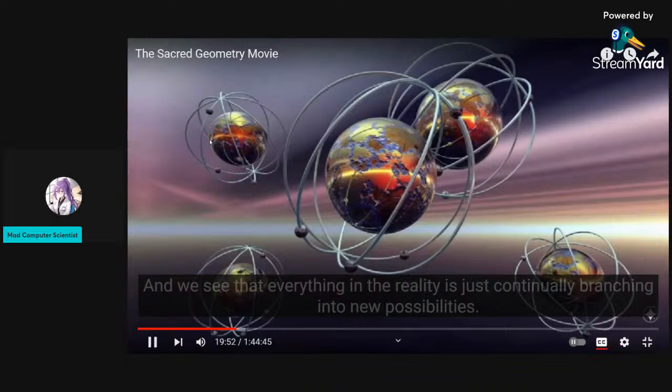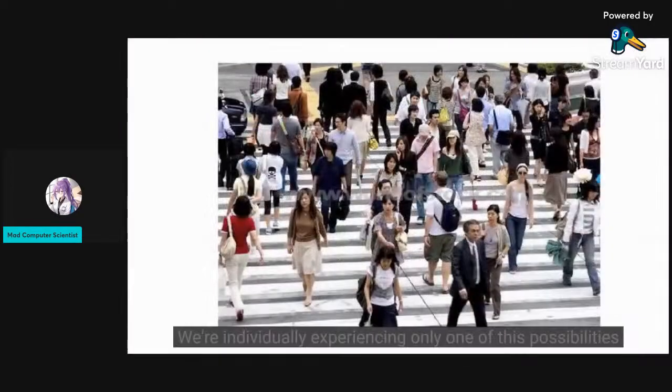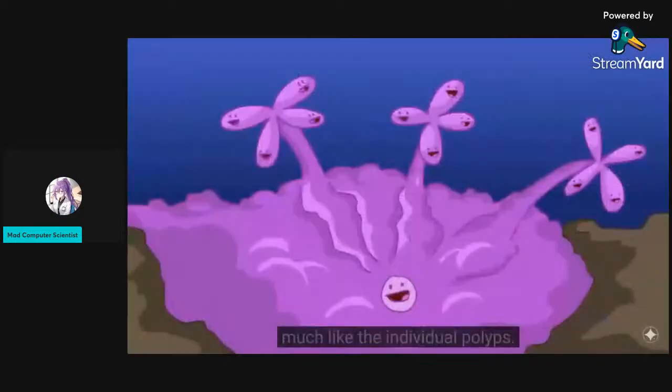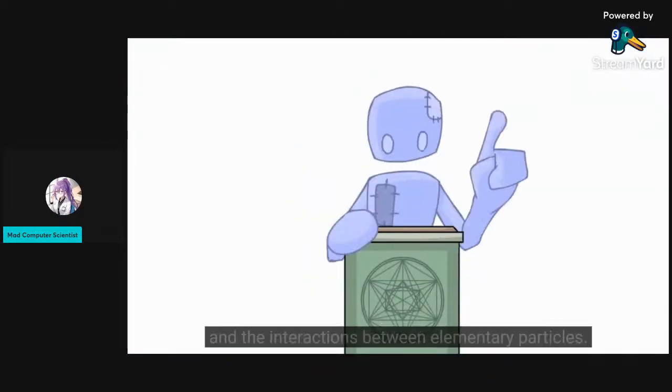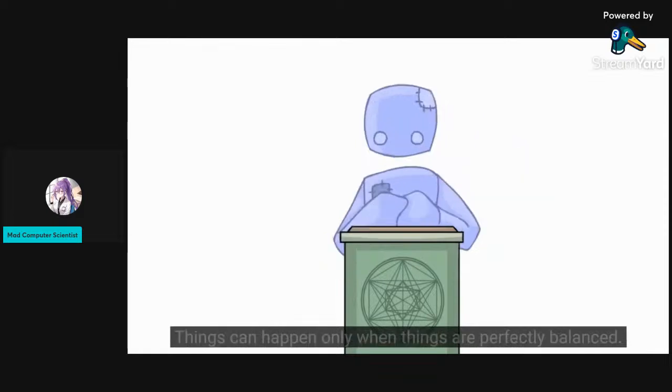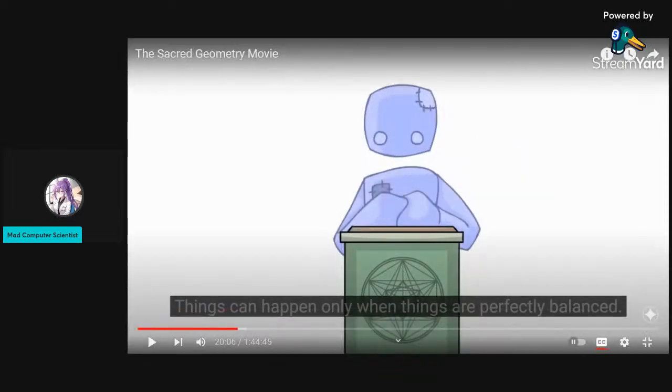Continually branching into new possibilities, just like the coral. As humans, we are individually experiencing only one of these possibilities, much like the individual polyps. What physics is telling us is that everything comes down to geometry and the interactions between elementary particles. Things can happen only when things are perfectly balanced. Really, even for things that don't have a geometry like light.